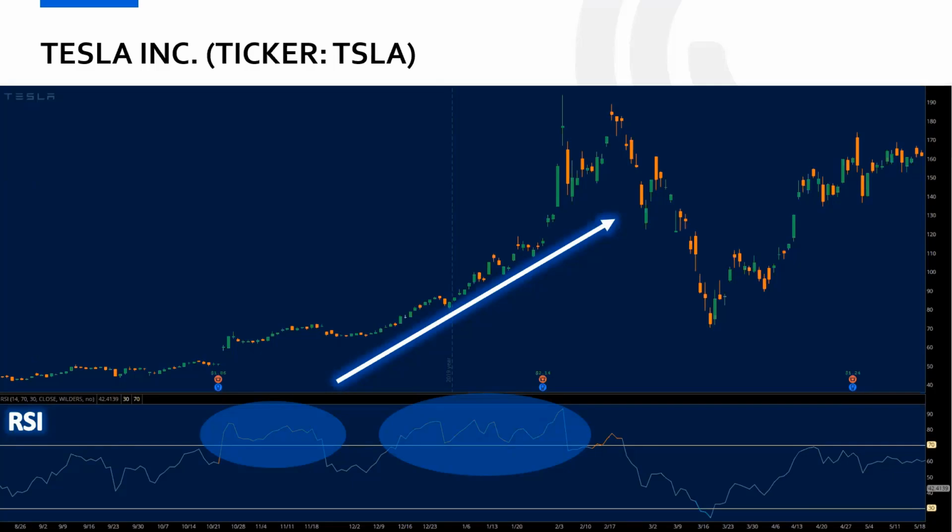though the stock continued to go up, and not just go up, but you can see it went up a lot, right? So this would not have been very trustworthy information from the relative strength index.